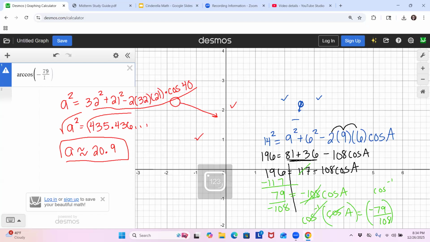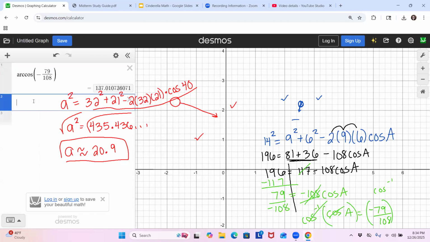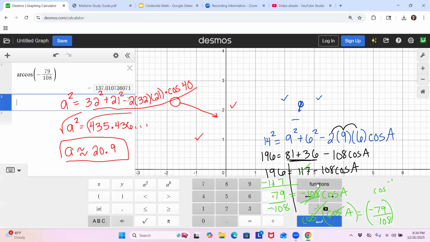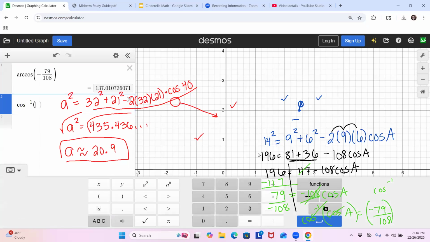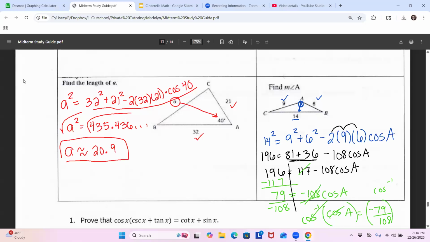I can hit the right buttons. There we go. 137.0. So I'm just going to go 137. If you don't want to type arc cosine, if you hit the keyboard, hit the functions, inverse trig is right there. So that works too. Same thing. Okay, so angle A is approximately 137 degrees.